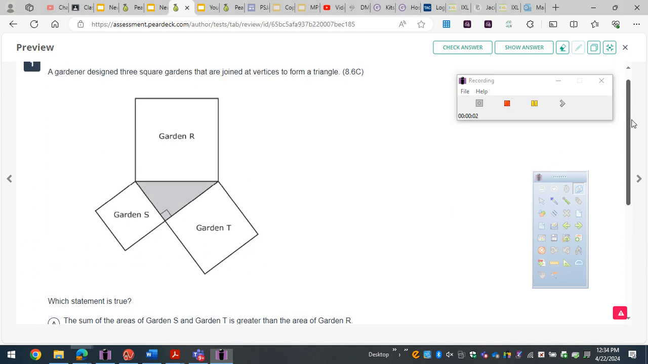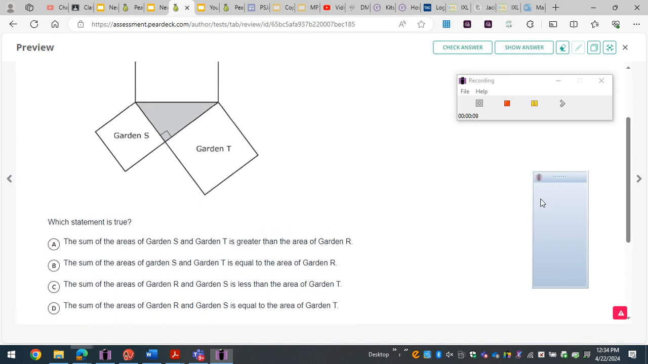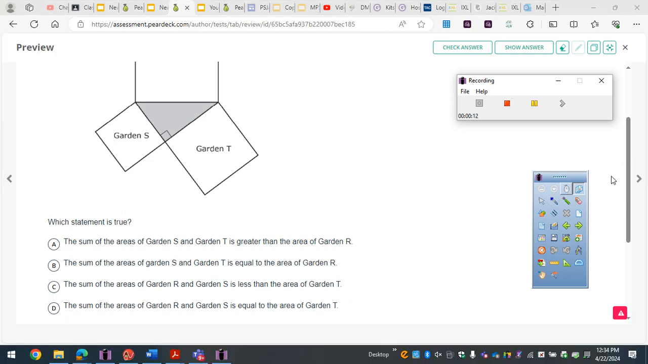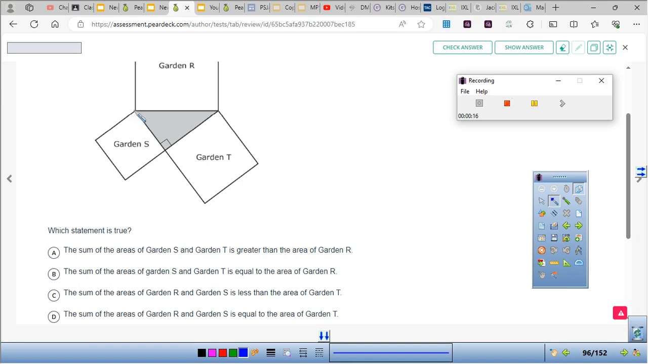Okay, so Gardner designed three square gardens that are joined at vertices to form a triangle. More specifically, a right triangle. Let me see the letters. Okay, so in this situation we have this right triangle here. The side across from the right angle is C, and these are your A and B sides. And you always have A squared plus B squared equals C squared.